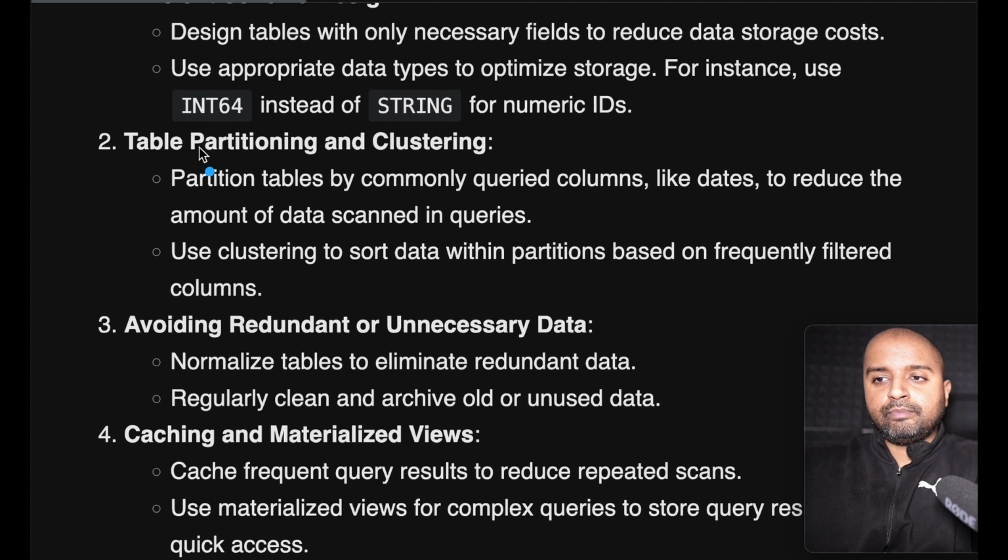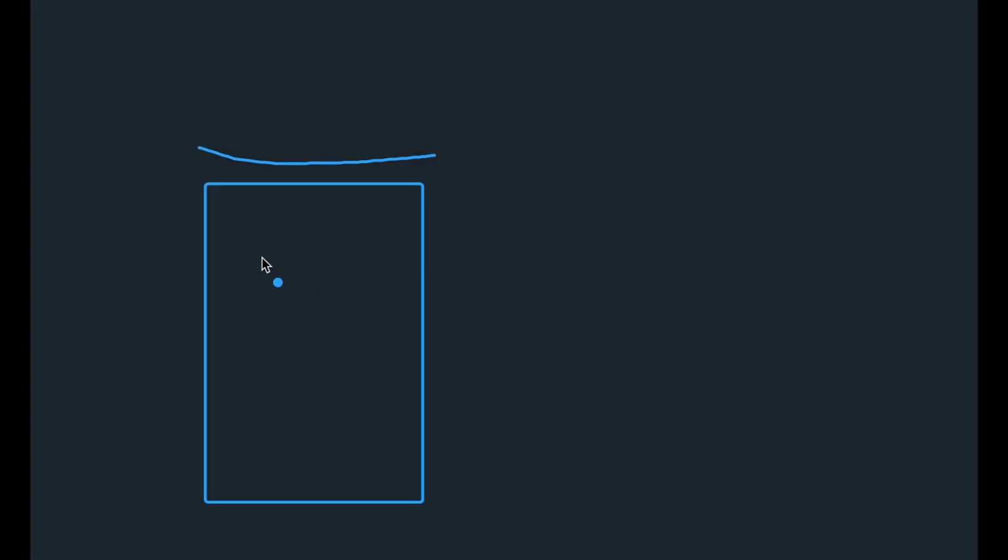Next is, of course, partitioning and clustering. If this was a huge table and it takes a lot of time for our queries to run, we can do partitioning where we split this table into different smaller chunks based on, let's say, the date column over here. And whenever we query BigQuery for that particular date, it exactly knows where to go and get that data from. So this would be partitioning.